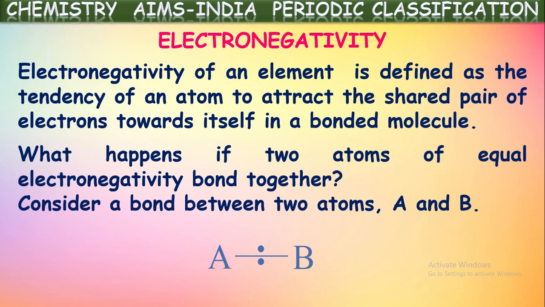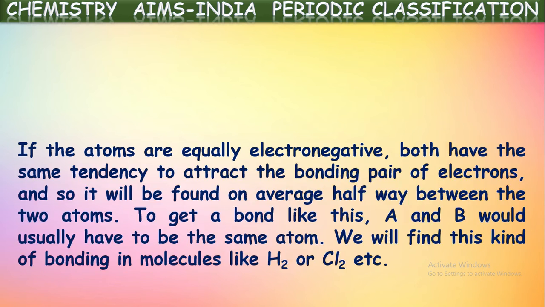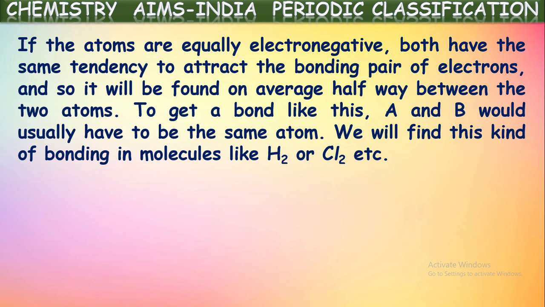So in this way, two atoms A and B are bonded together by covalent bond formation by sharing a pair of electrons between them. Now, if the atoms are equally electronegative, means both are having the same tendency to pull the electron pair towards them, same force. Both have the same tendency to attract the bonding pair of electrons, and so it will be found on average halfway between the two atoms. To get a bond like this, A and B would usually have to be the same atom or atoms of same electronegativity.